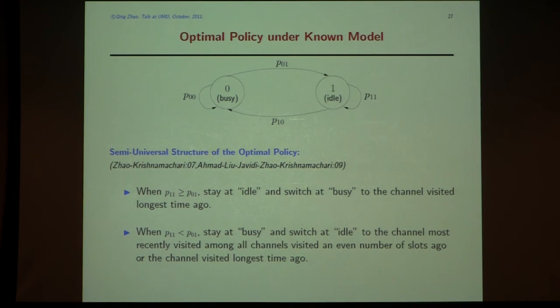We first look at all the channels we visited an even number of slots ago. If there are such channels, we pick the one we visited most recently. If there are no such channels, we pick the channel we visited longest ago. So that's what it is. The good thing here is, if we know this, then even when we don't know P11, P01, we don't know which one is true, we are only learning from these two possibilities. We know we should either do it this way or this way.